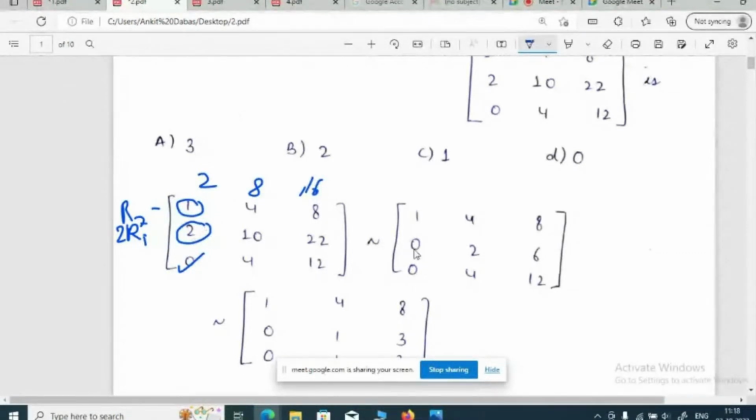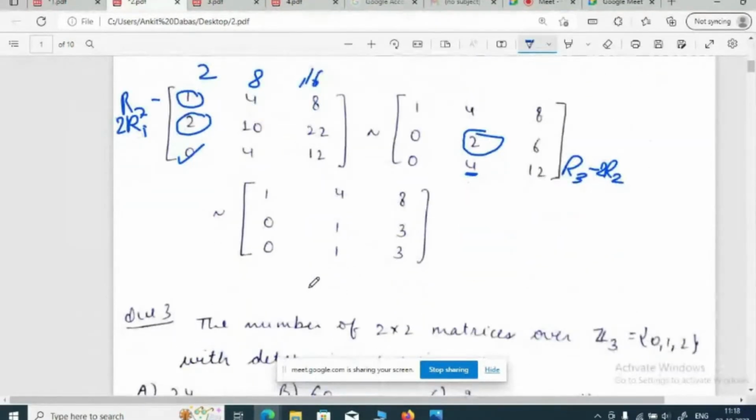So we will get 0; 10 minus 8 is 2; 22 minus 16 is 6. Again, we have to check if this is non-zero or not. Since this is non-zero, we will convert this to 0 by multiplying R2 by 2, that is 2R2, and subtracting this from R3. That is, the next step is R3 changes to R3 minus 2R2. This is the matrix. Next, what we can do is R3 changes to R3 minus R2 because these both are the same. So we will get 0, 0 and 0. So the rank of the matrix will be equal to 2, because only these two rows are non-zero.